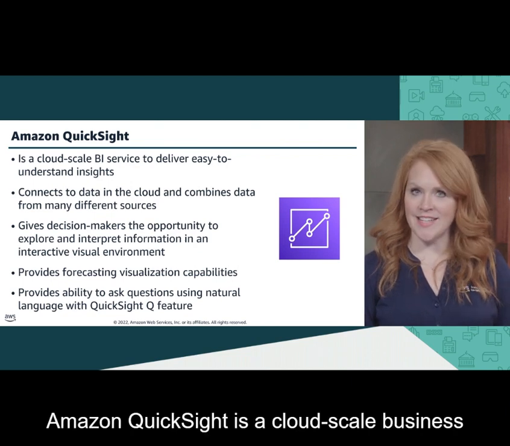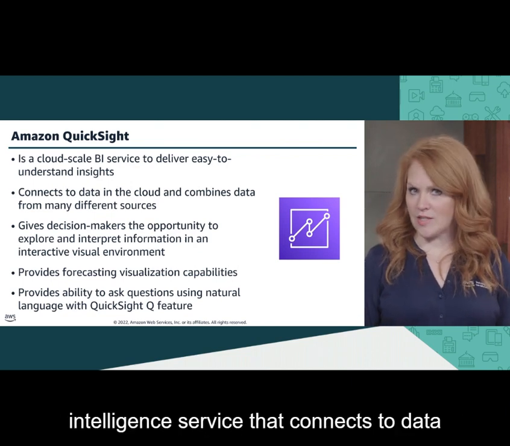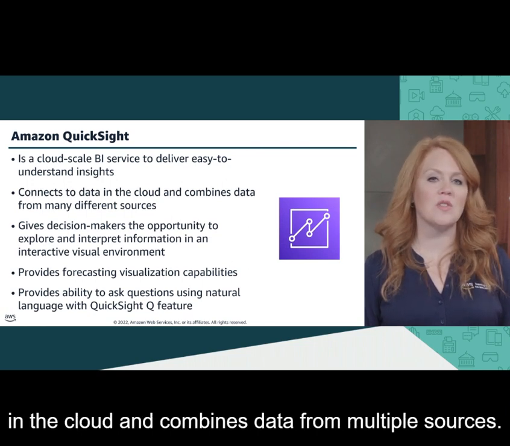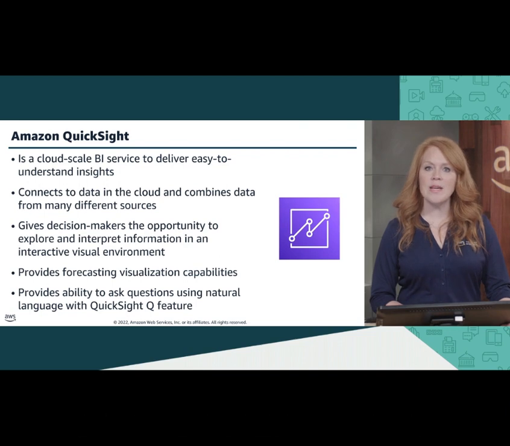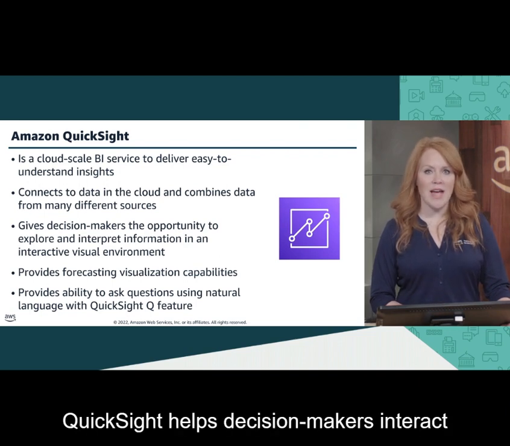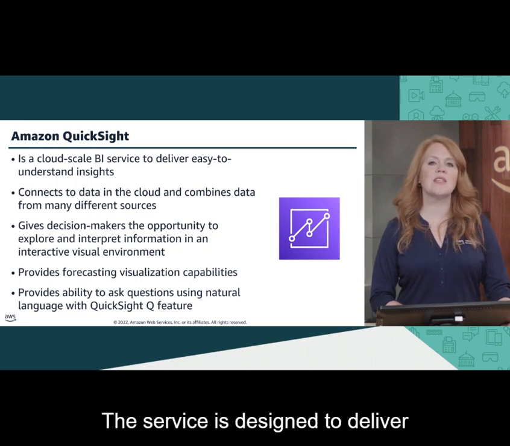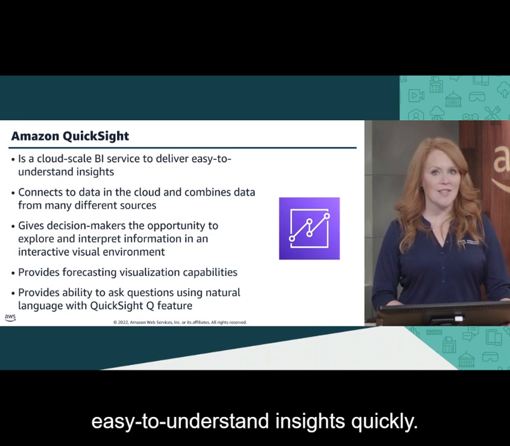Amazon QuickSight is a cloud-scale business intelligence service that connects to data in the cloud and combines data from multiple sources. QuickSight helps decision-makers interact with data in a visual environment. The service is designed to deliver easy-to-understand insights quickly.